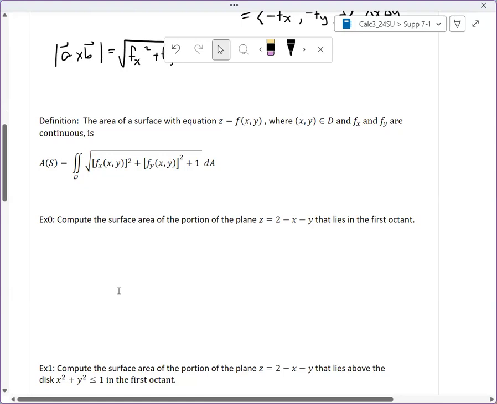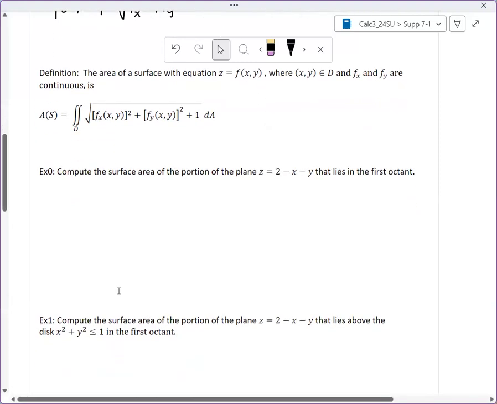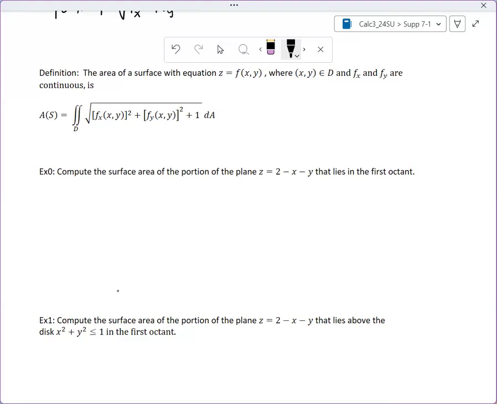Okay, so let's work through some examples in surface area. We're going to start off with a couple of simpler examples. So example 0 here, a pretty simple example. Compute the surface area of the portion of this plane, z equals 2 minus x minus y, that lies in the first octant.